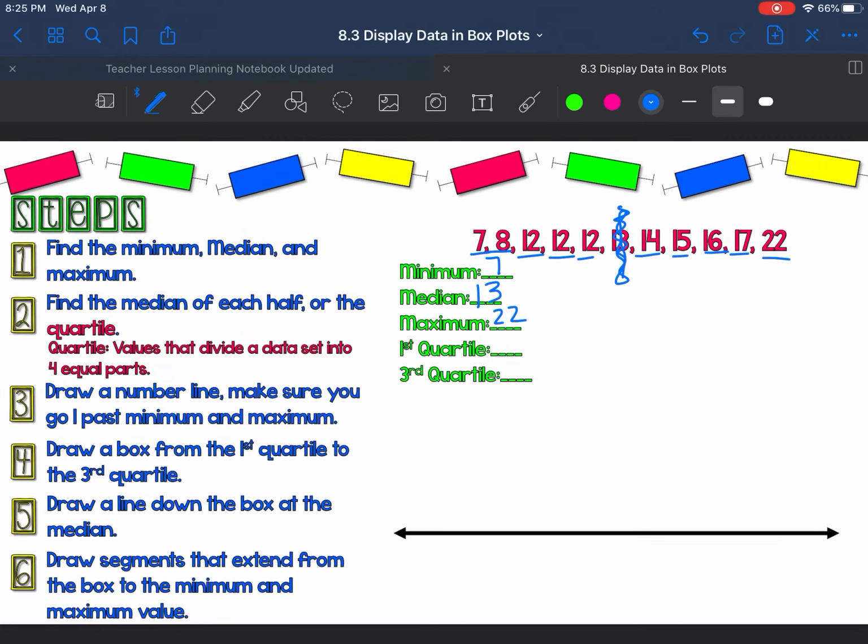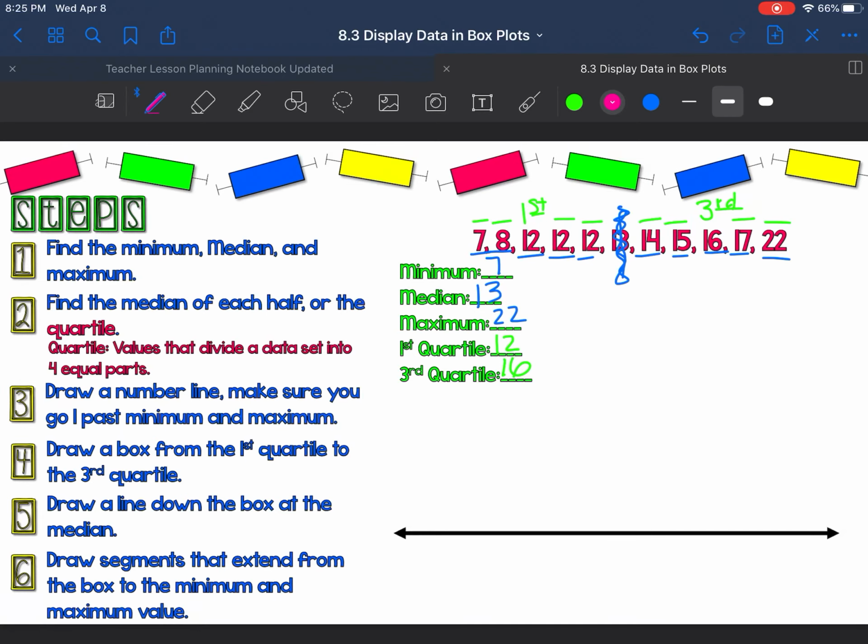Okay, so now that I found that, I'm going to go ahead and just cross this out. That way I can find my first quartile. So just like before, I'm going to go back and forth until I find my first quartile, which is 12. I'm going to do the same thing after the median to my maximum. I'm just going to go back and forth until I find my third quartile, which is 16.